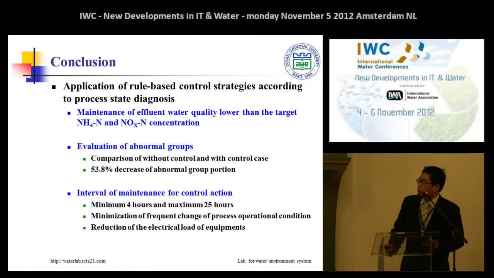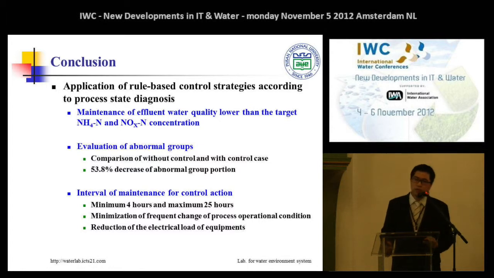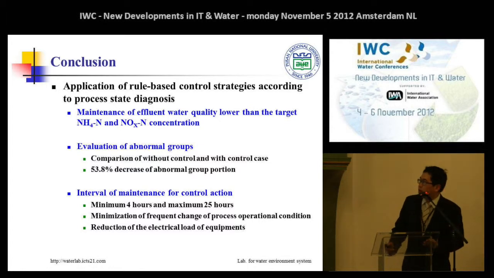Conclusions. By applying rule-based control strategies according to the process state diagnosis, effluent water quality lower than the target ammonia and NOx concentrations was maintained. Through the comparison of without-control and with-control cases, about a 54% decrease in abnormal group portions was identified. And the interval of maintenance for control actions was a minimum of 4 hours and a maximum of 25 hours.